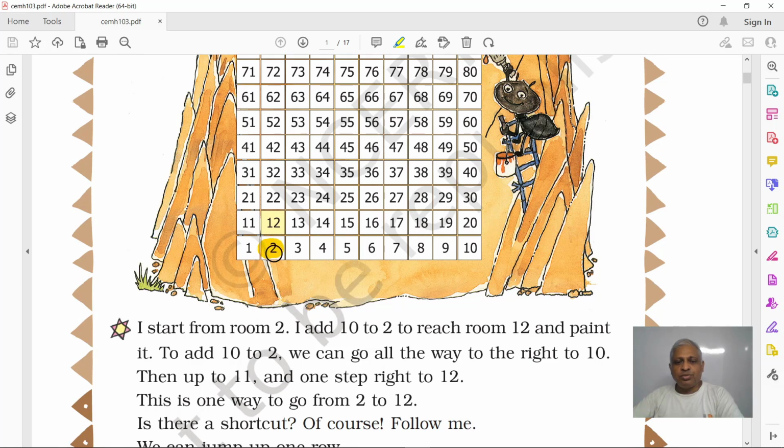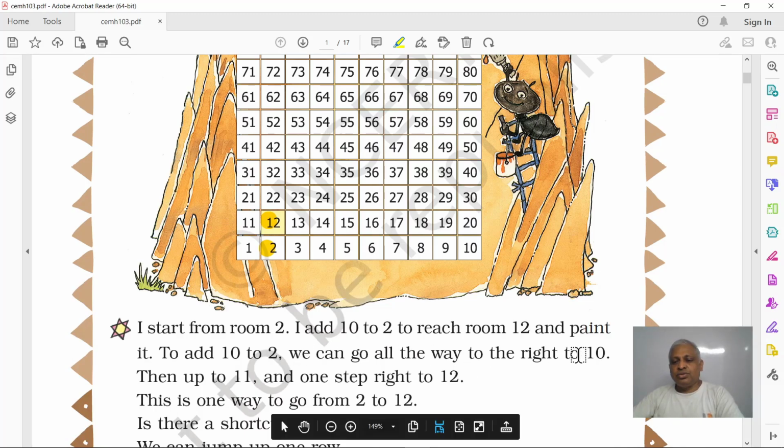This is room number 2 and I add 10 to 2 to reach room number 12. Right, 2 plus 10 is 12. Yes, this is 12, and paint it. Then, to add 10 to 2, we can go all the way to the right to 10, then up to 11 and then step right to 12. Paint it.